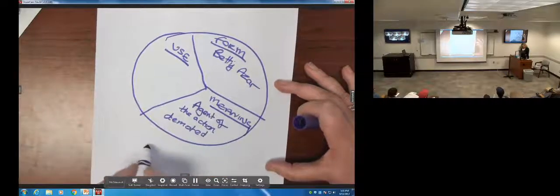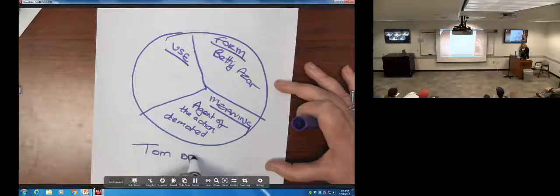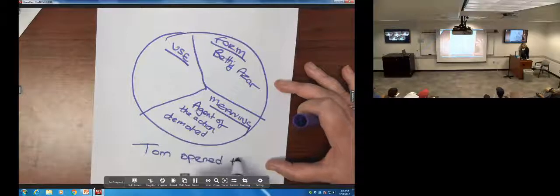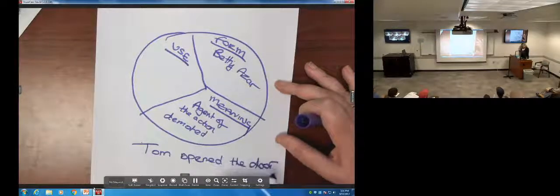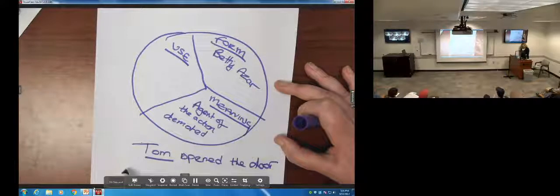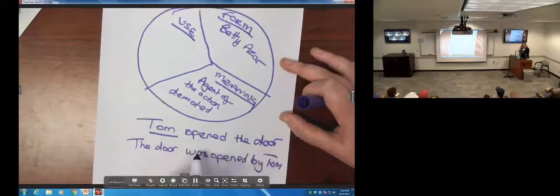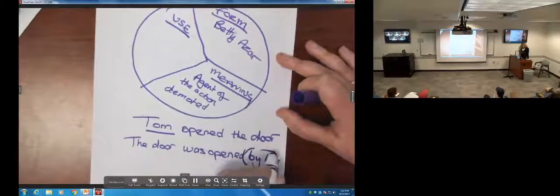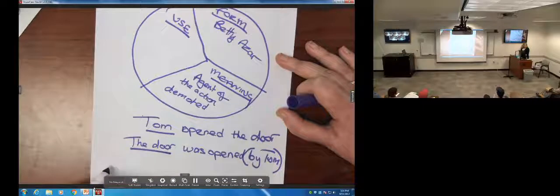So if you have an agent like Tom opened the door, right? I'm just checking if everyone can still see that. Here's your agent, and you change it to a passive. The door was opened by Tom. Your agent is now demoted. There you go. Your agent is now demoted into a by phrase, right? The important point becomes the door was opened.